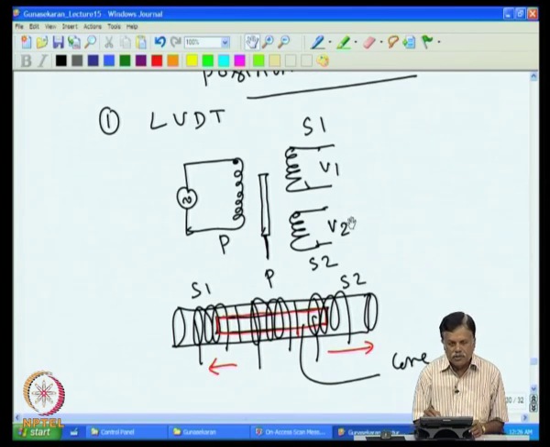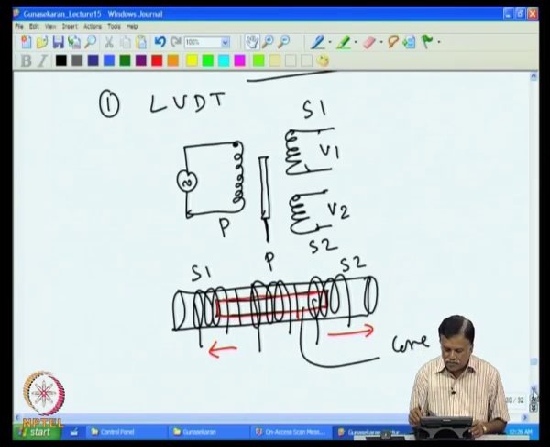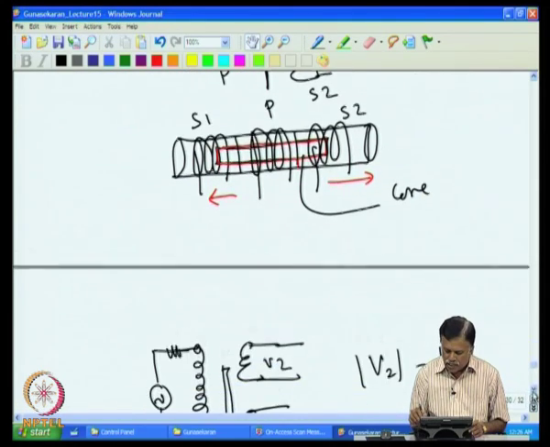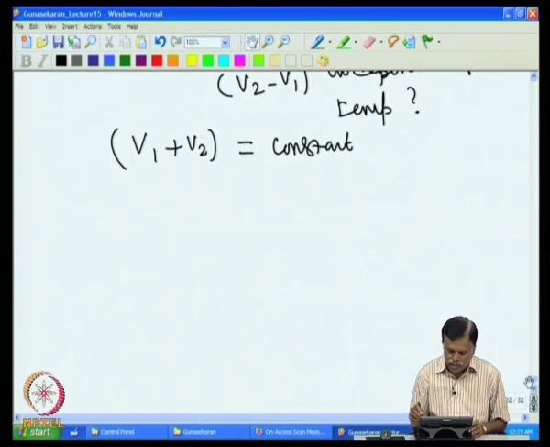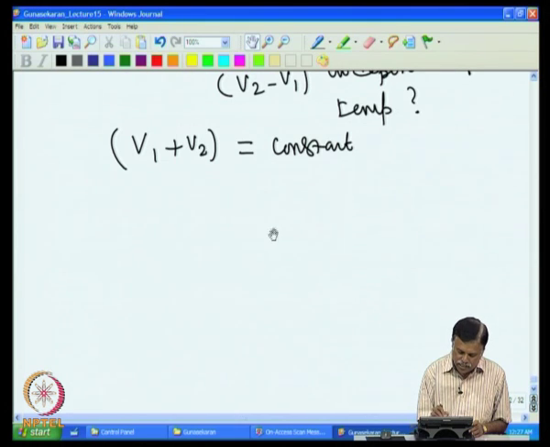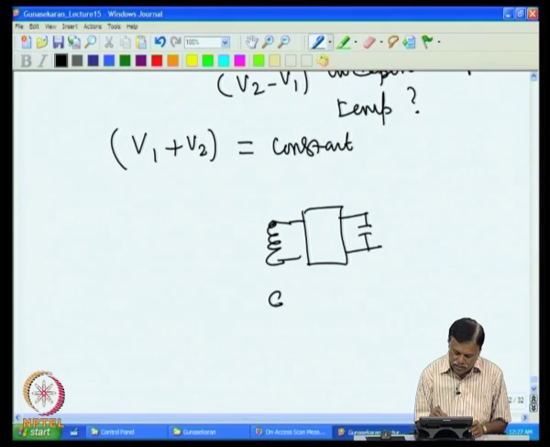So, essentially what we do now is rectify and convert V1 into DC, V2 into DC, and then add these two voltages, so that we get V1 plus V2, and then we compare it with a reference to get a constant. If I draw the block diagram of our proposed scheme, it will look like this. I take the two voltages, V1, and I put a rectifier to get a DC voltage here. Then I take V1 here, this is the core, and this is the primary.